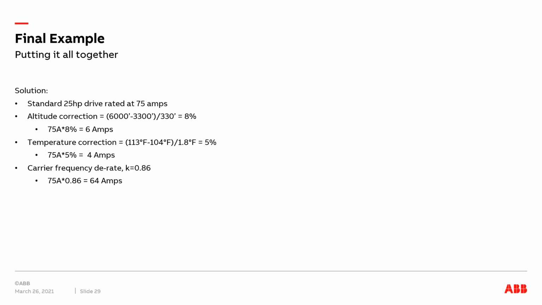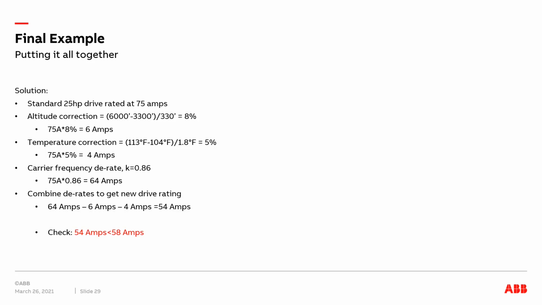Now, if you remember, we had the carrier frequency up to 8 kilohertz. So we have to consult our hardware manual, and we'll see that the new K factor for this drive is 0.86. What we have to do is take that 0.86 and multiply it by the drive's amp rating. So we take 75 times 0.86, and we get 64 amps. This is now the new maximum output current that the drive can produce.